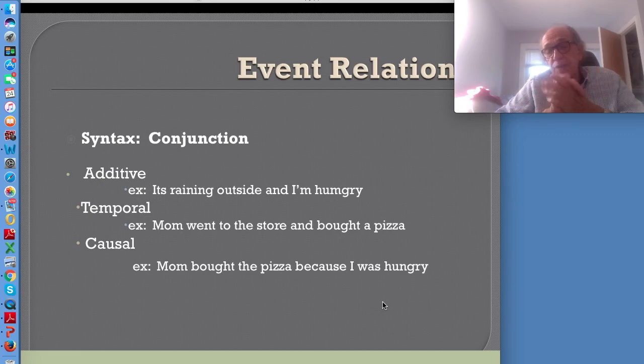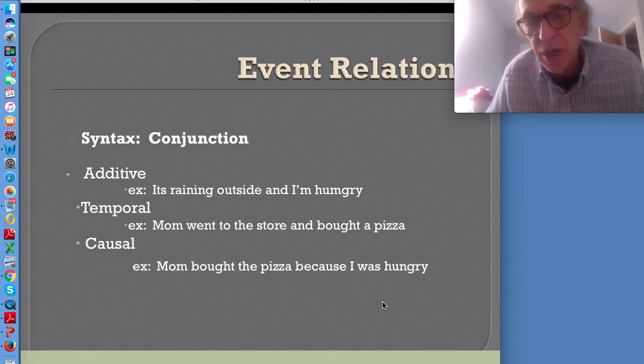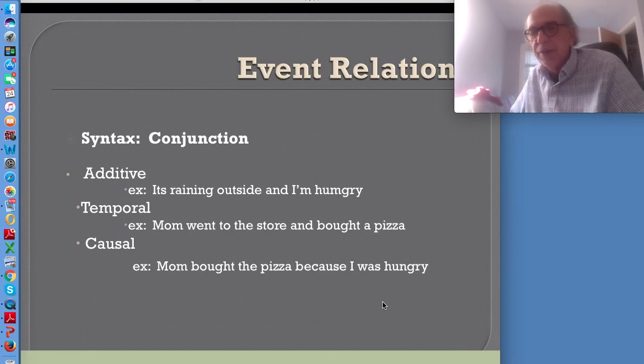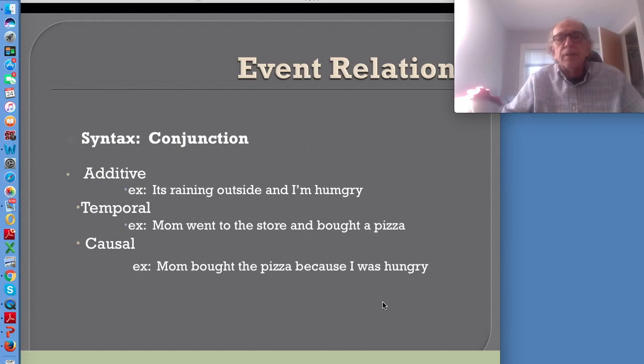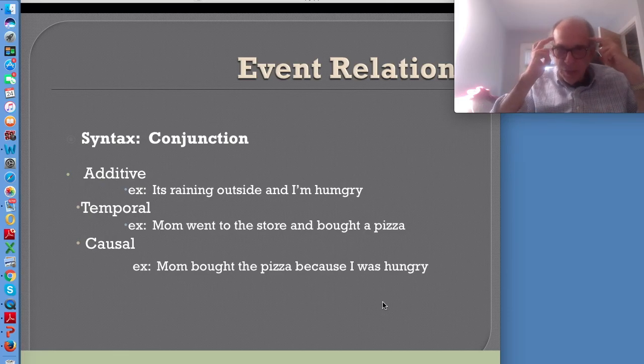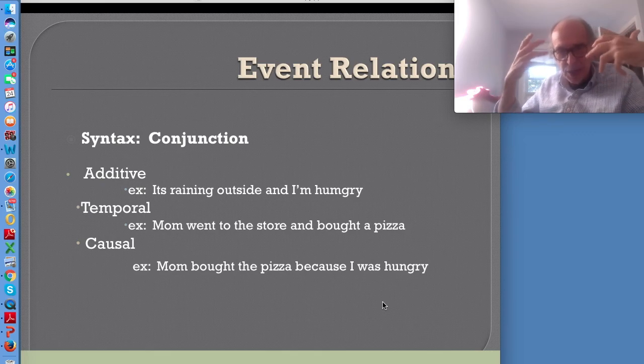Now, the child could have said more directly, I was hungry, so Mommy bought the pizza. So is a conjunction that also indicates causality. In more complex utterances, it could be, when I was hungry, Mom bought pizzas. That too would be causal, even though there was a when, which suggests a time sequence. But it's more than that. It's a causal connection. Now, each one of these things requires the child to be able to make that type of relationship in their mind, which has meaning to it.